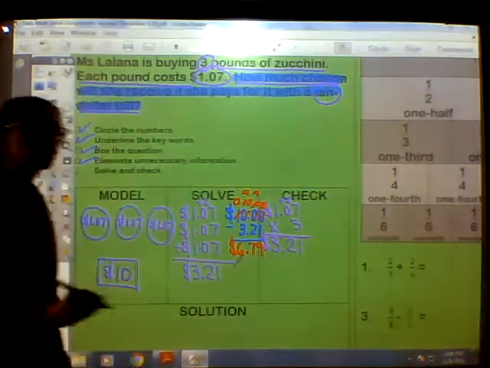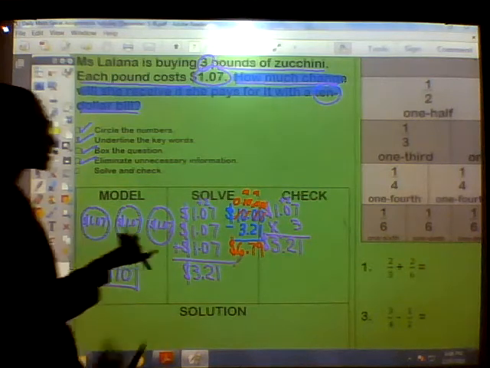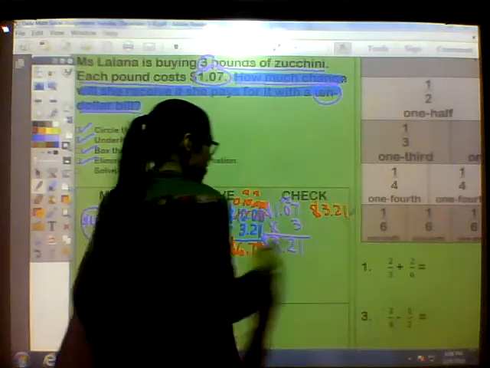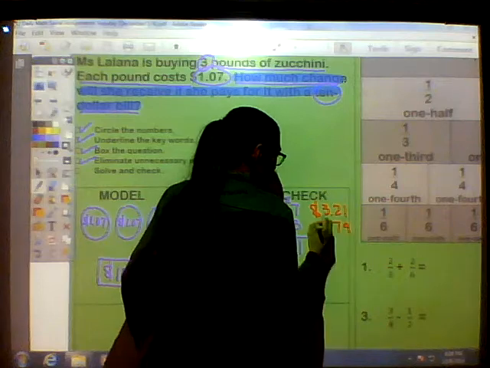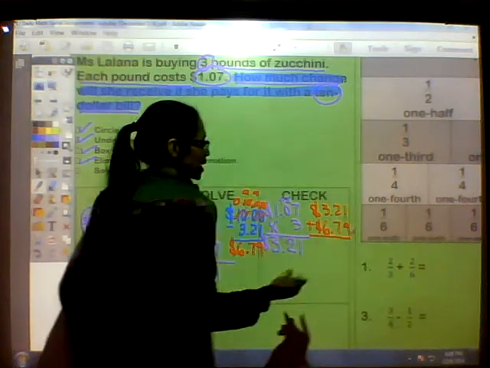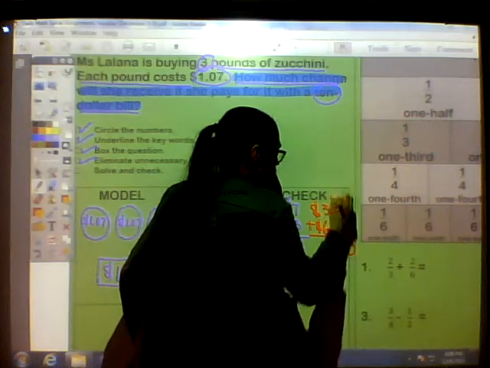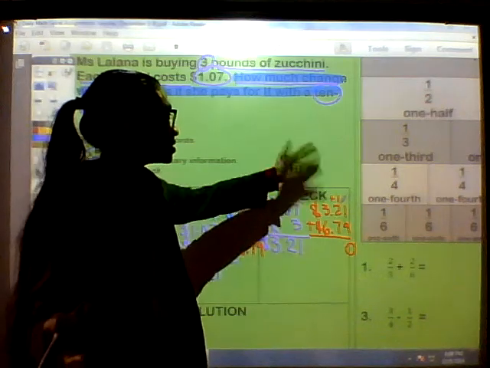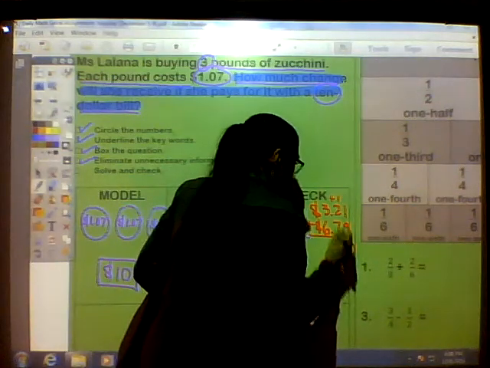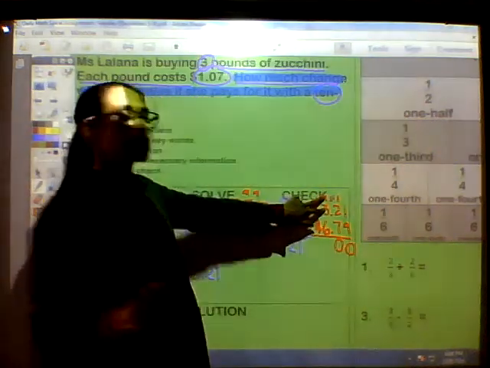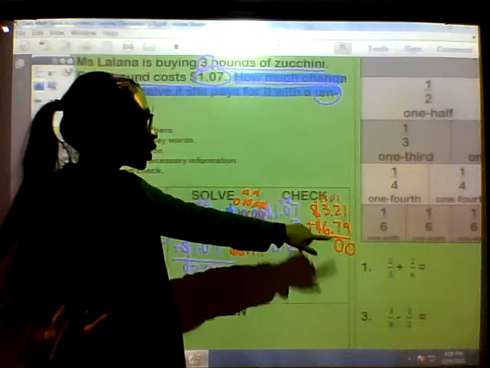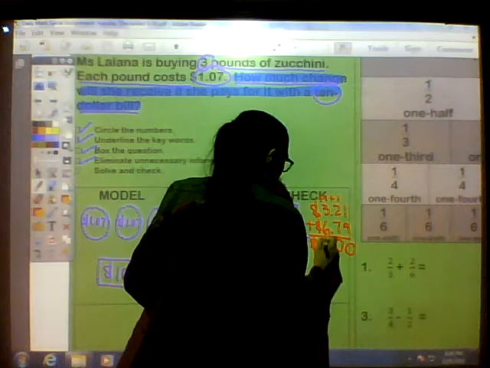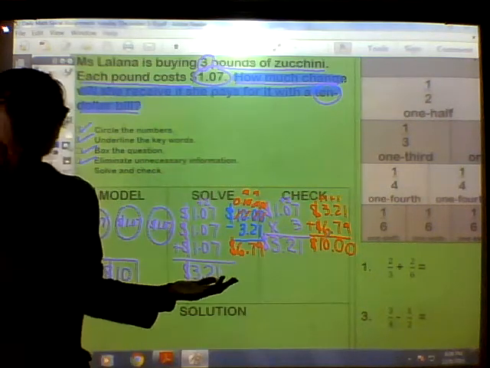Now to check that work, we do what? The opposite of subtracting, which is adding. We can add $3.21 plus $6.79. 1 plus 9 is 10. 0 plus 1. 1 plus 2 is 3 plus 7 is 10. Or we could do 7 and 2 is 9 plus 1 is 10. Write the 0 plus 1. 1 and 3 makes 4 plus 6 is 10. Or 6 and 3 makes 9 plus 1 more is 10. Either way, that decimal comes down. 10 and bam, $10. So we know that we did that right.